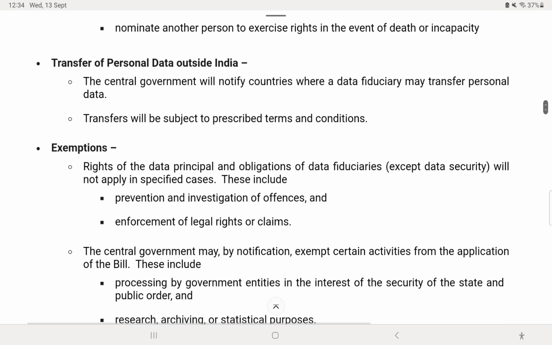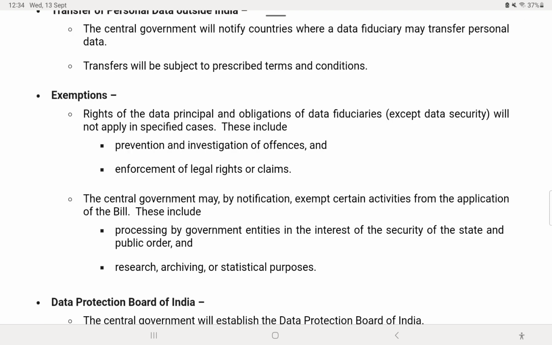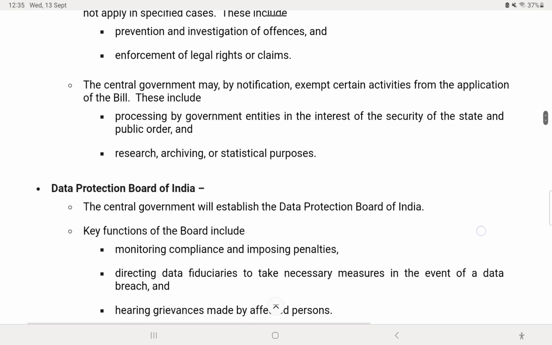Okay, next is the transfer of personal data outside India. Transfer outside India can be done, but it is limited by the government. The government can authorize to which country and which person the data can be delivered. Some exemptions are also given in this act. The government can notify exemptions at any time for purposes such as public interest, security of the state, public order, research and statistical purposes, and the government can use the data. Also for the enforcement of legal rights or claims, the government can use this data.